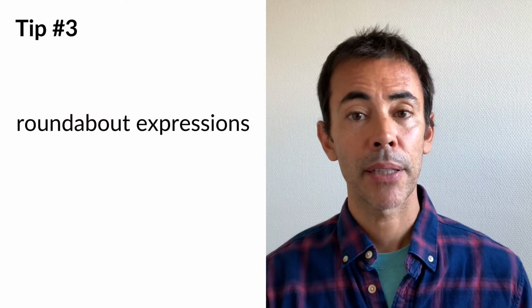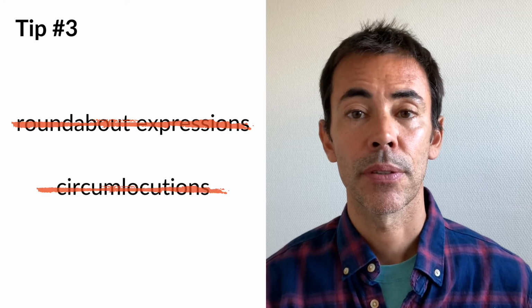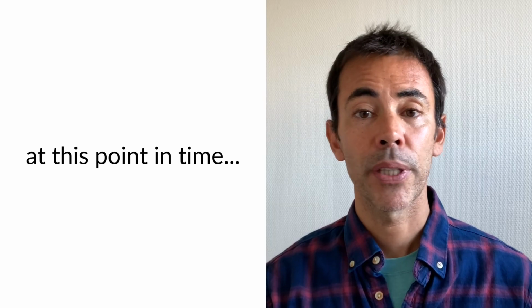Tip number 3. Avoid roundabout expressions, also known as circumlocutions. Now, these are commonly used expressions that take several words to say what could be said with fewer words. Many of these expressions are habitual figures of speech. And in writing, they should be avoided because they add extra words without extra meaning. A good example is, at this point in time.